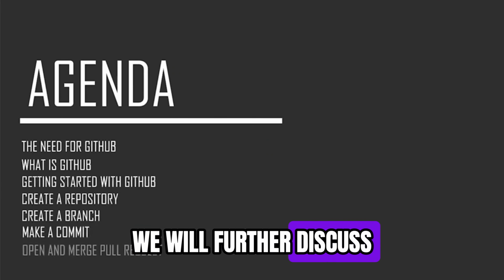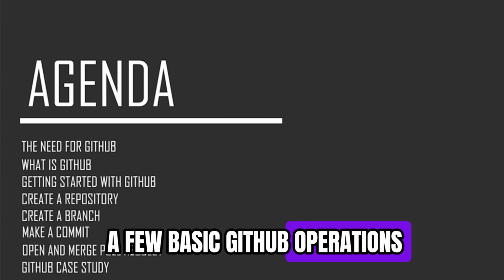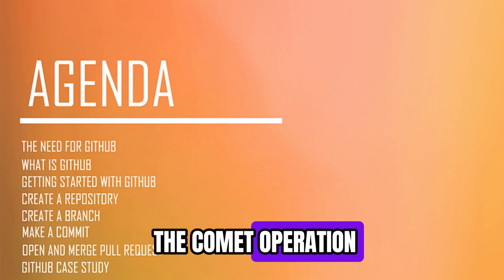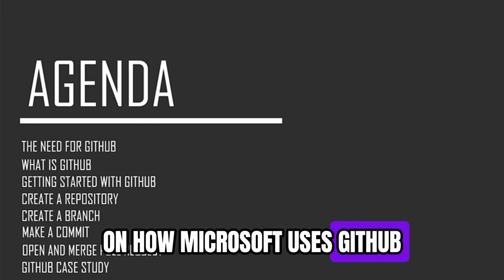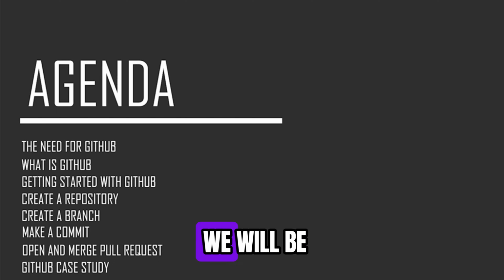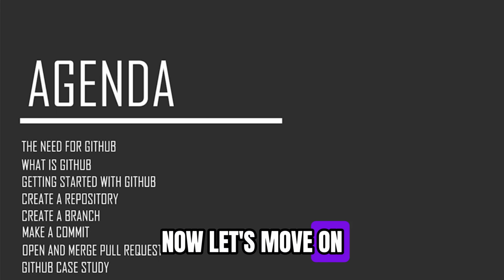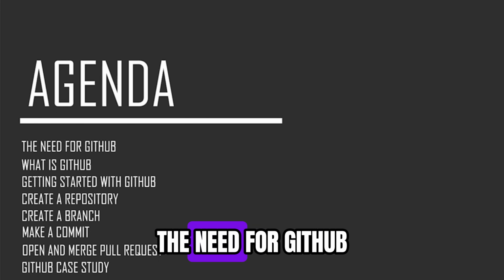Then we will further discuss a few basic GitHub operations, the first one being the commit operation followed by the pull operation. Finally, we will end the session with a case study on how Microsoft uses GitHub. I hope you all are clear about what we will be addressing today. Now let's move on to the first part of today's session, the need for GitHub.